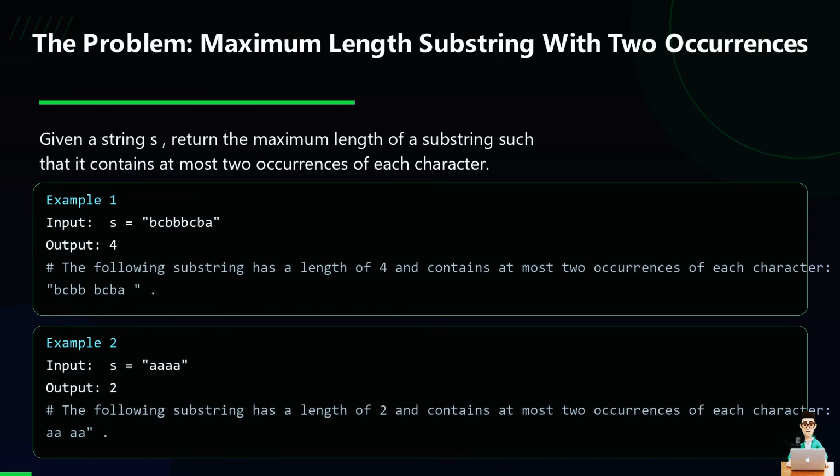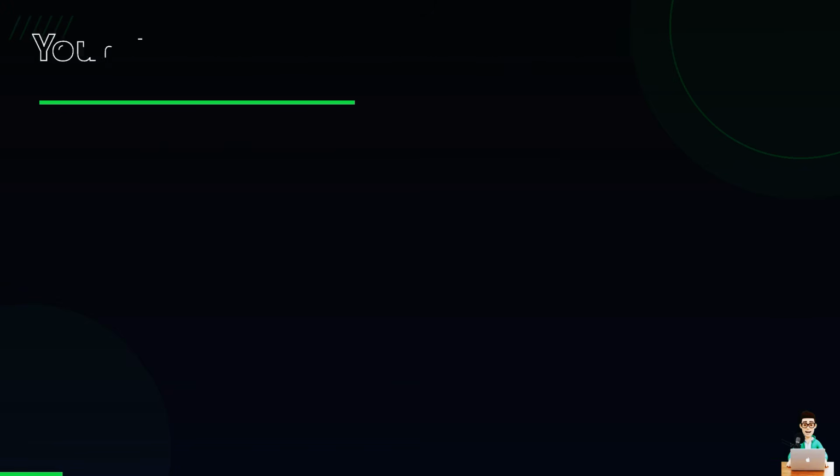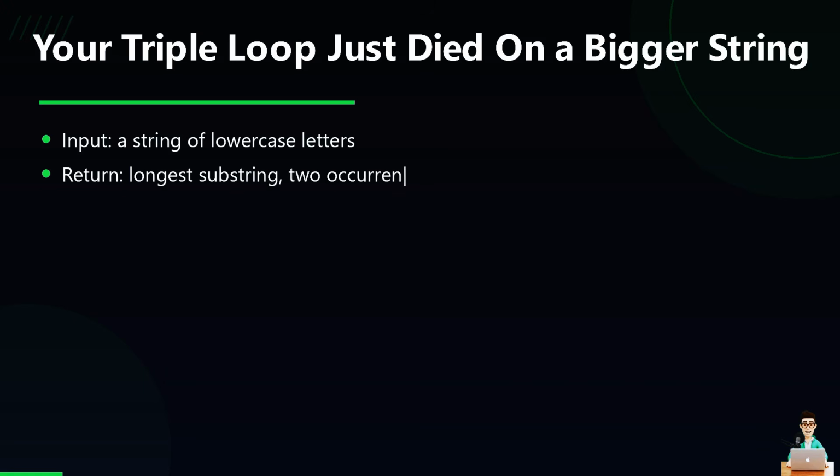Given a string, find the longest stretch of it where no character repeats more than twice, and return how long that stretch is. You are mid-interview. The prompt: find the longest substring where no character shows up more than twice. You write a triple nested loop, it passes the example, then the interviewer hands you a string with 10,000 characters and your solution just spins.